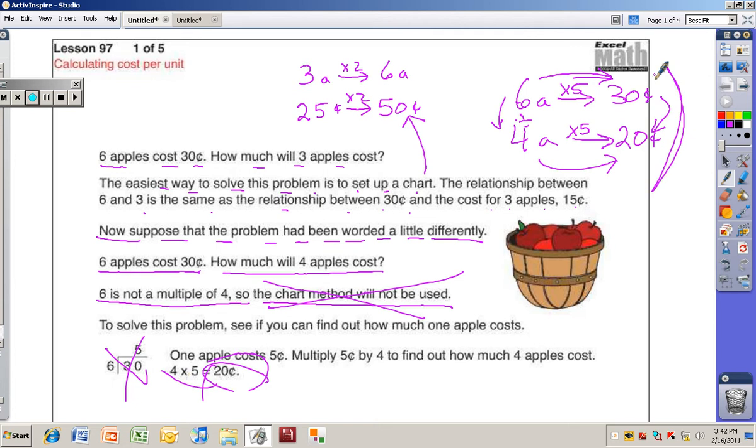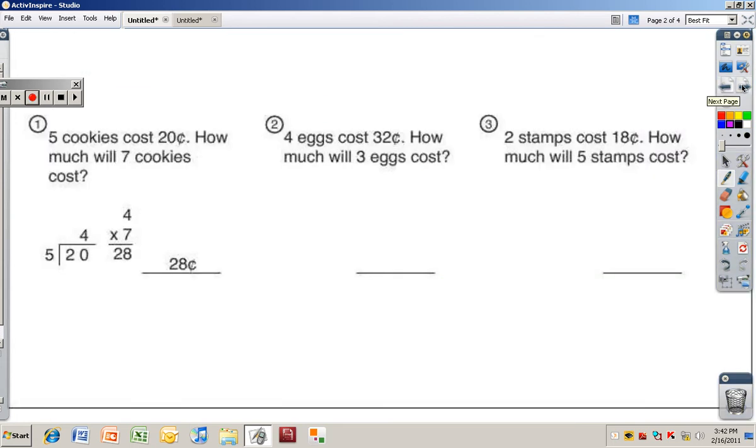So when you build your chart, always just look either up and down or side to side to see which one of those will work. All right, let's take a look, and again, we're not going to do it the way that they're showing you on here, so let's do this first one together. 5 cookies cost, and by the way, you should not have anything written on your paper yet so far.